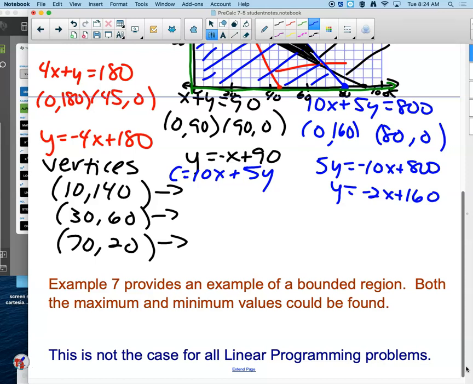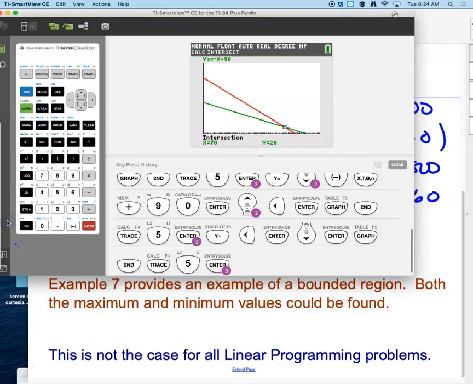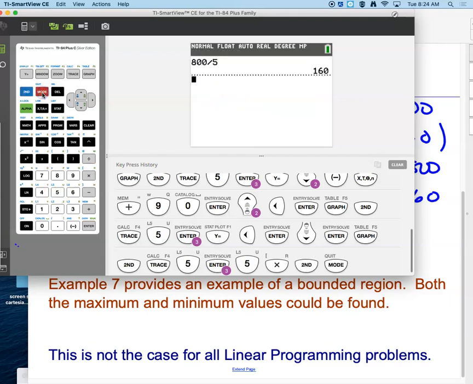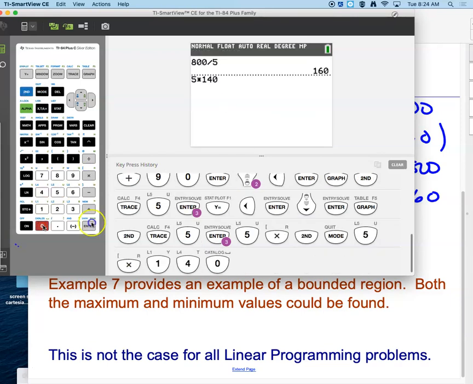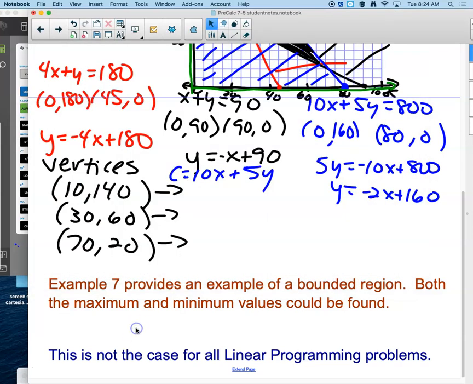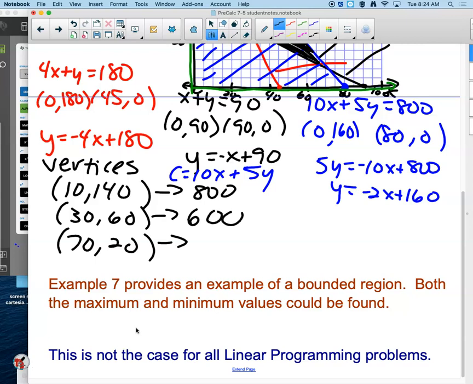So we would have 10 times 10 is 100, 5 times 140, oops, get out of the graphing. So plus 700 would be 800. 30 and 60. So we'd get 300 and 300. Grand total is 600. Then 70 and 20, so 700 plus 100 is 800.